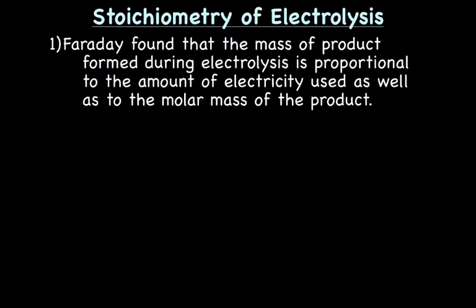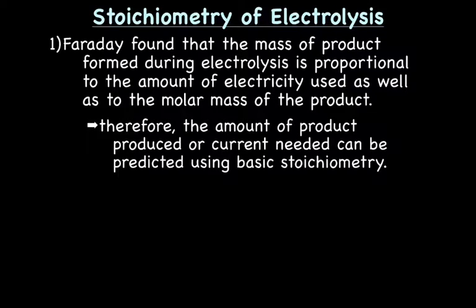So Faraday found that the mass of product formed during electrolysis is proportional to not only the amount of electricity used, but also the molar mass of the product. So guess what that means? The amount of product produced or the current needed can be predicted using basic stoichiometry. And of course, these are slightly more complicated than our basic stoichiometry, but not too bad.